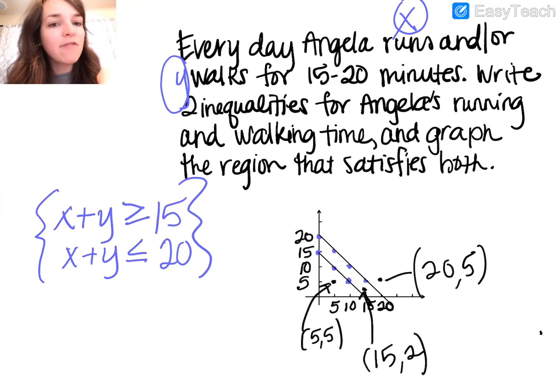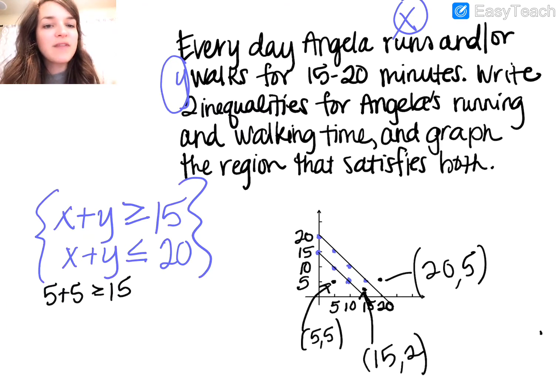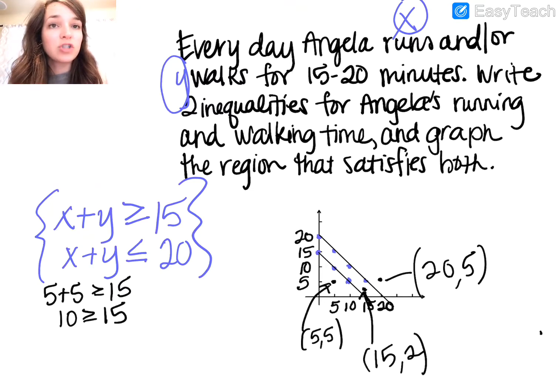All right, so we've got 5 plus 5 is greater than or equal to 15. So 5 plus 5 is 10. So is 10 greater than or equal to 15? No. So you know what? We don't even have to do that one again because that automatically rules that one out. So that one is a no-go. Let's use red. That one is a no-go, okay?